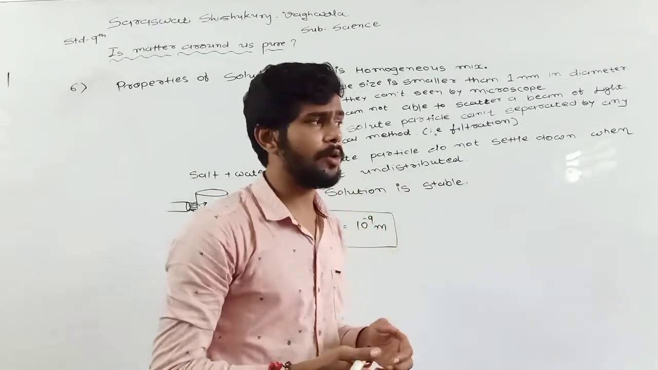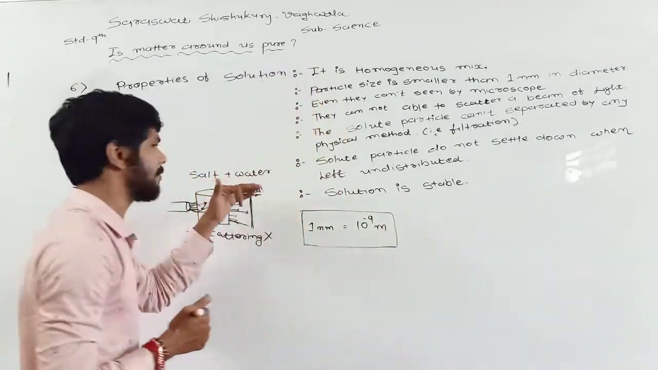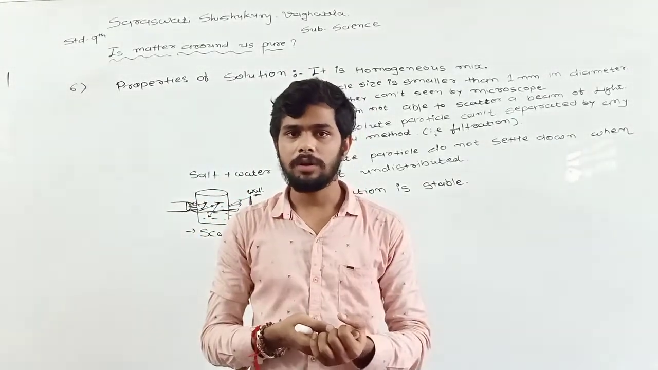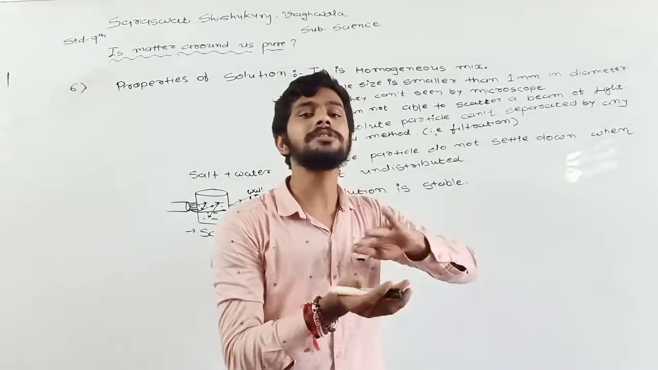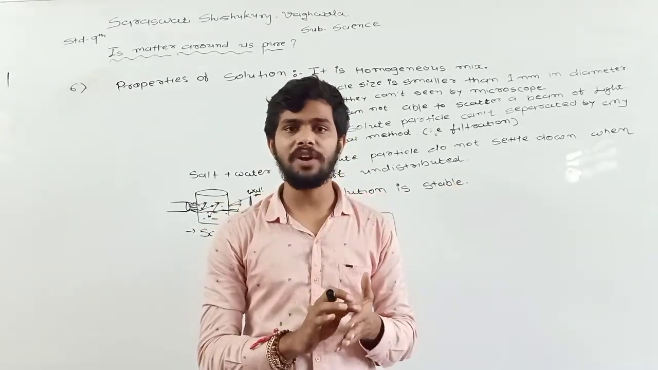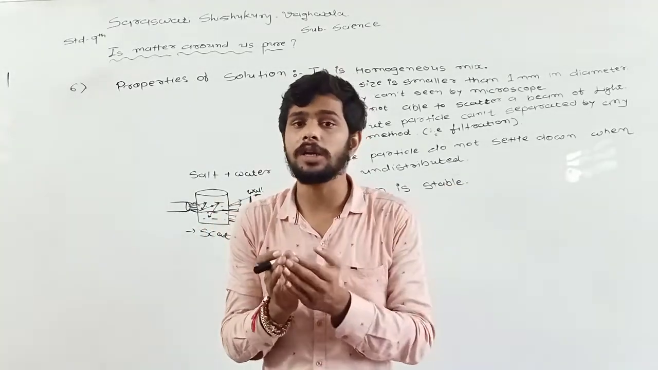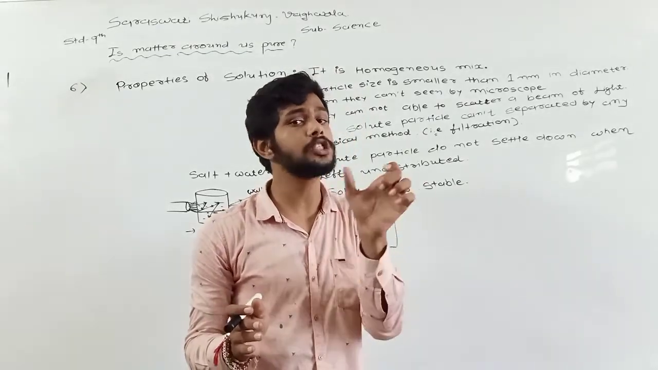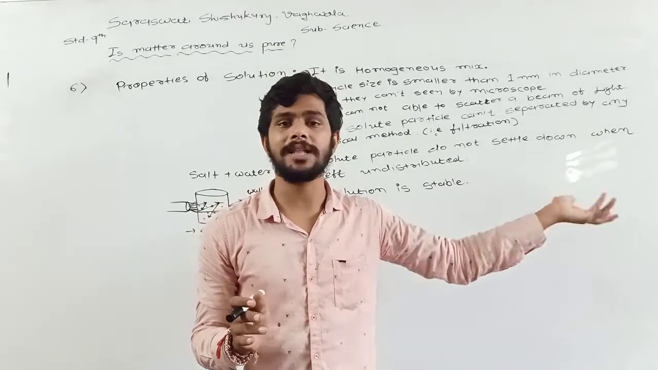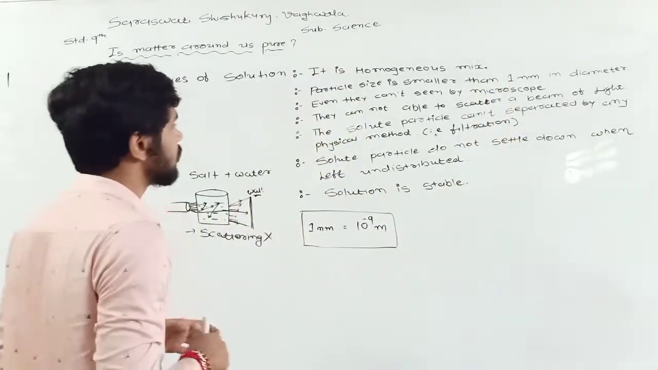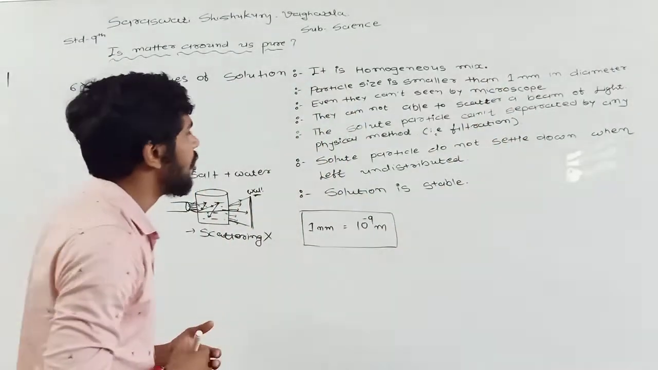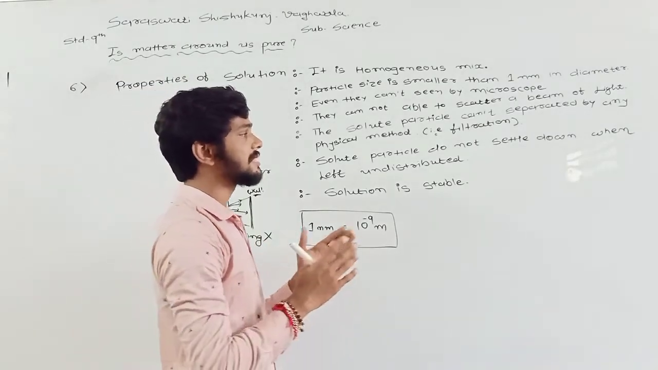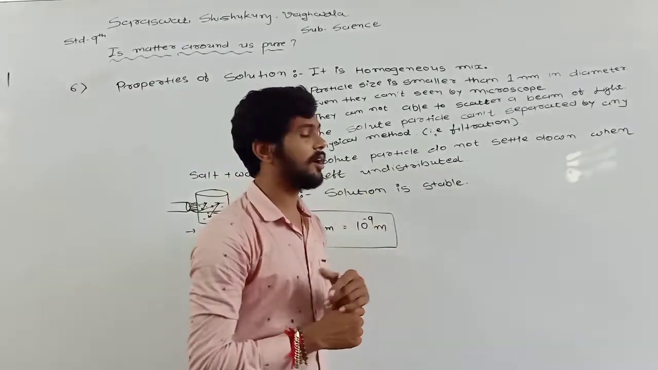Okay, suppose you are going to filter the solution of the salt and water, can you get the salt on the filter paper? No, you cannot separate the salt by the process of filtration. So we can say that in the solution we cannot separate out the solute particles by any physical method, like filtration. So that is the fifth characteristic. Then the sixth, that is the solute particles do not settle down when they are left undisturbed.